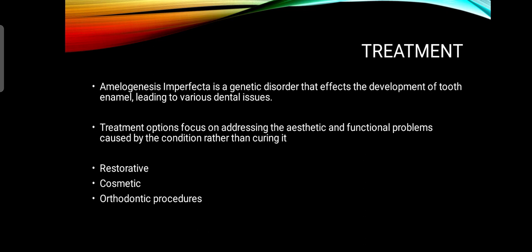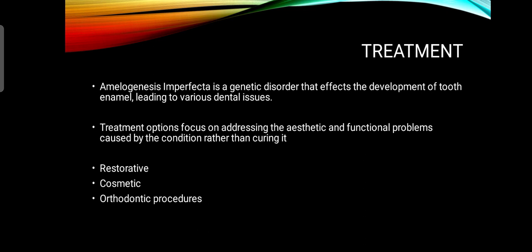Now in cosmetic, we have bleaching to reduce discoloration and improve the overall appearance of teeth. Tooth bonding, applying a composite resin to the surface of the tooth to improve its appearance and shape. Then veneers are thin tooth-colored shells that are bonded to the front surface of teeth to improve their appearance.